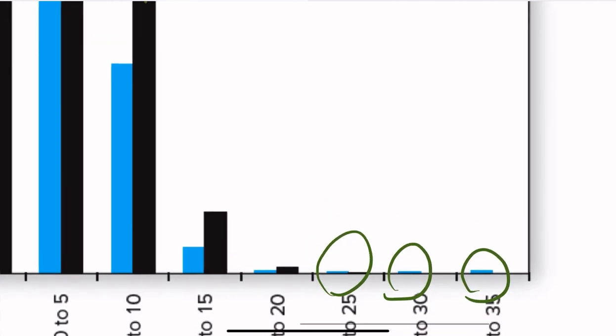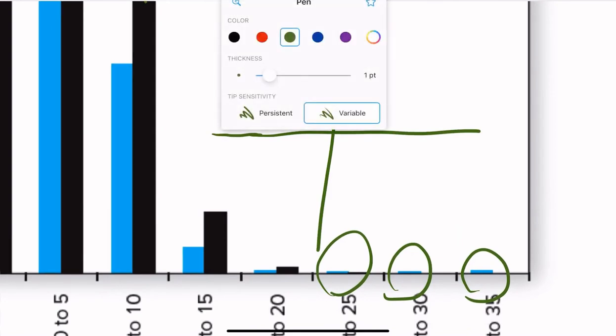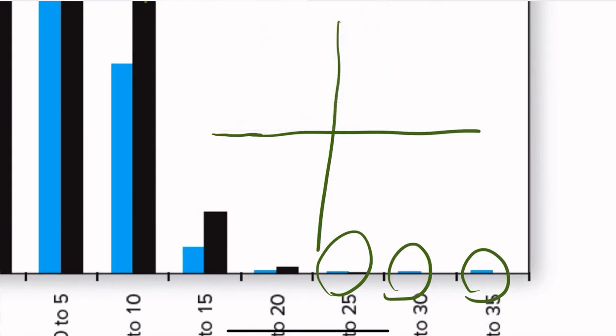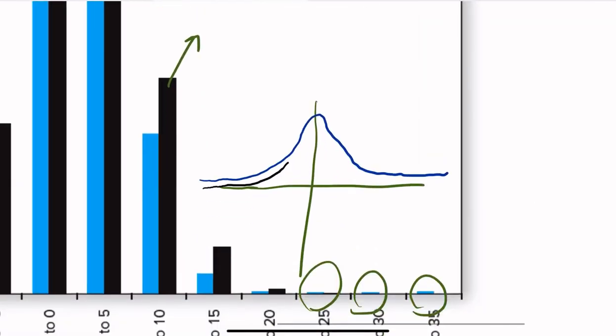So essentially, if you want to draw a smooth curve, the actual returns look like this, and the normal distribution looks like this.